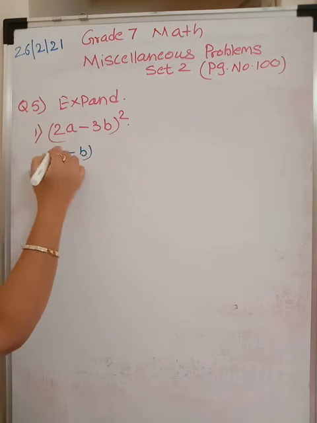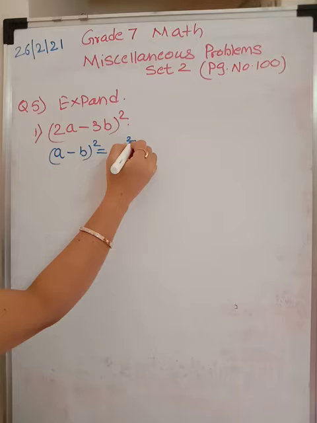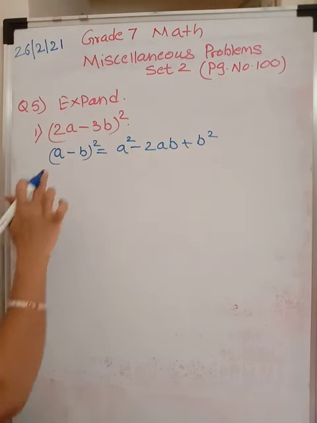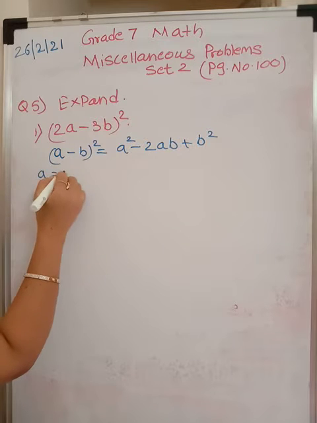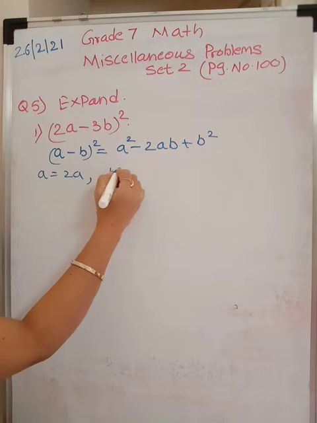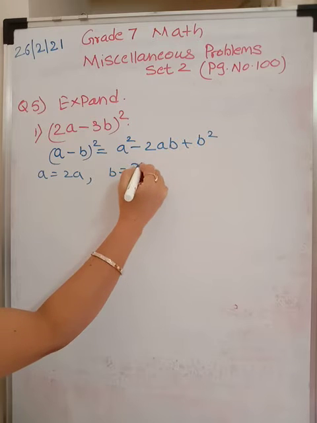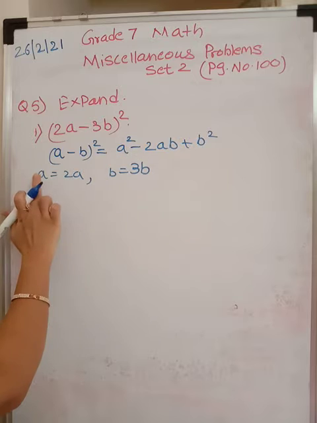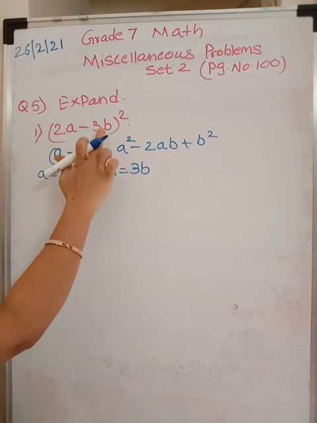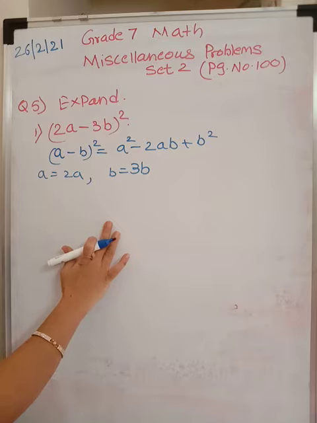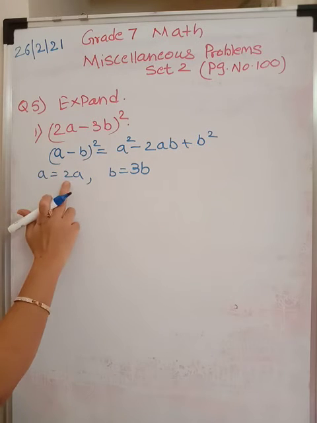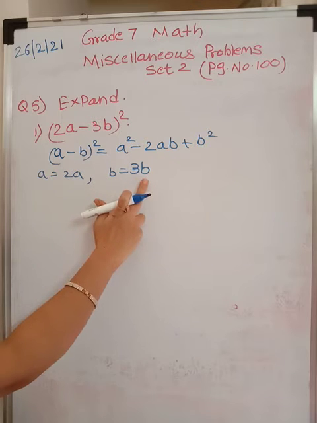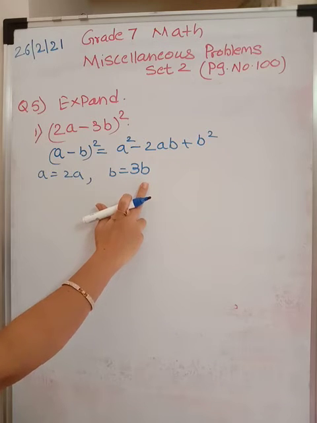(a minus b) the whole square is what? a square minus 2ab plus b square. We have done this. Now what is my a? My a is 2a. And what is b? b is equal to 3b. Now this minus sign is taken care of over here. So while writing a and b, do not write the value of b as minus 3b. Are you understanding? So wherever there is a in the formula, you will write only 2a. And wherever there is b, you would write only 3b, not minus 3b. Is this clear? So let's proceed now.